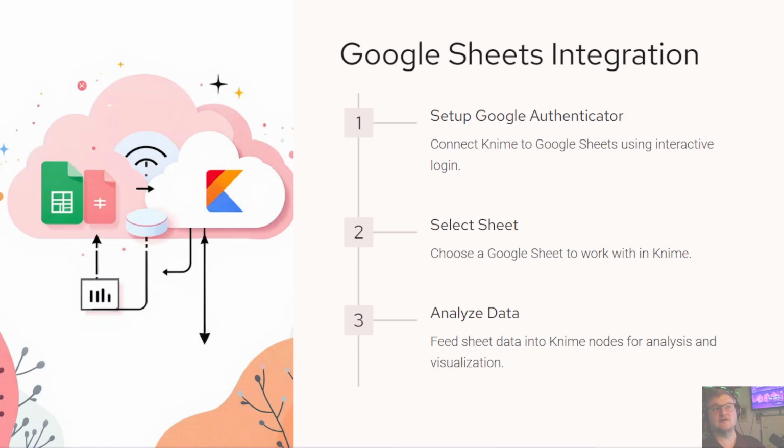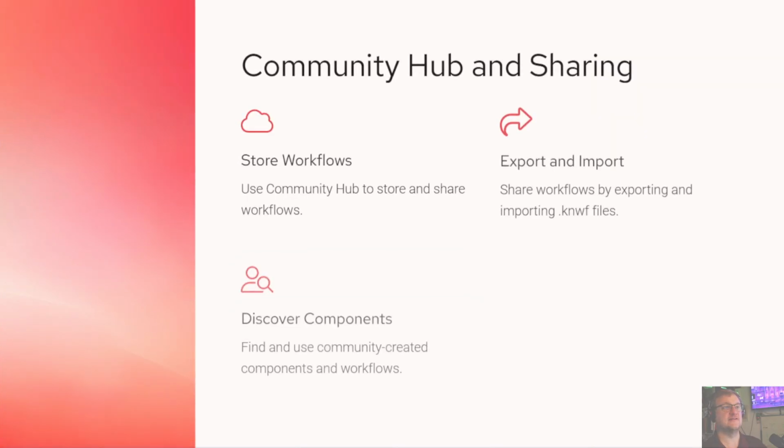We can integrate with Google Sheets. Another one of the ways that we can use KNIME is to tie it into Google Sheets. We can set up Google Authenticator with an interactive login, so I don't have to persist credentials like a service account. I can select a sheet to work with in KNIME, and lastly, I can analyze data, bringing it in there for analysis and visualization.